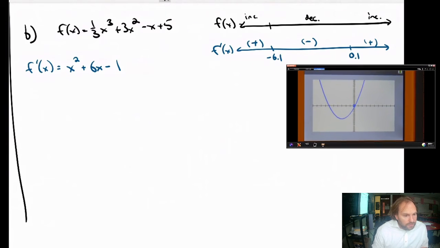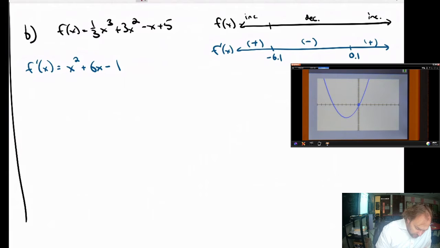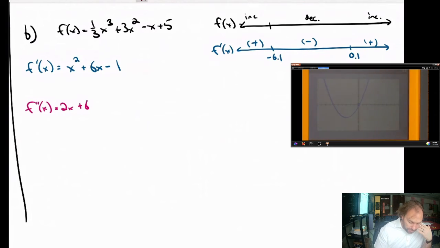Now, if we take a look at the second derivative, f double prime of x, we will get 2x plus 6, which is really easy to find where it changes from negative to positive. Actually, it should be the same spot on this graph. Negative 3 looks to be where the derivative goes from decreasing to increasing. So if I'm being more accurate, I know that f double prime of x equals 0 when x equals negative 3.